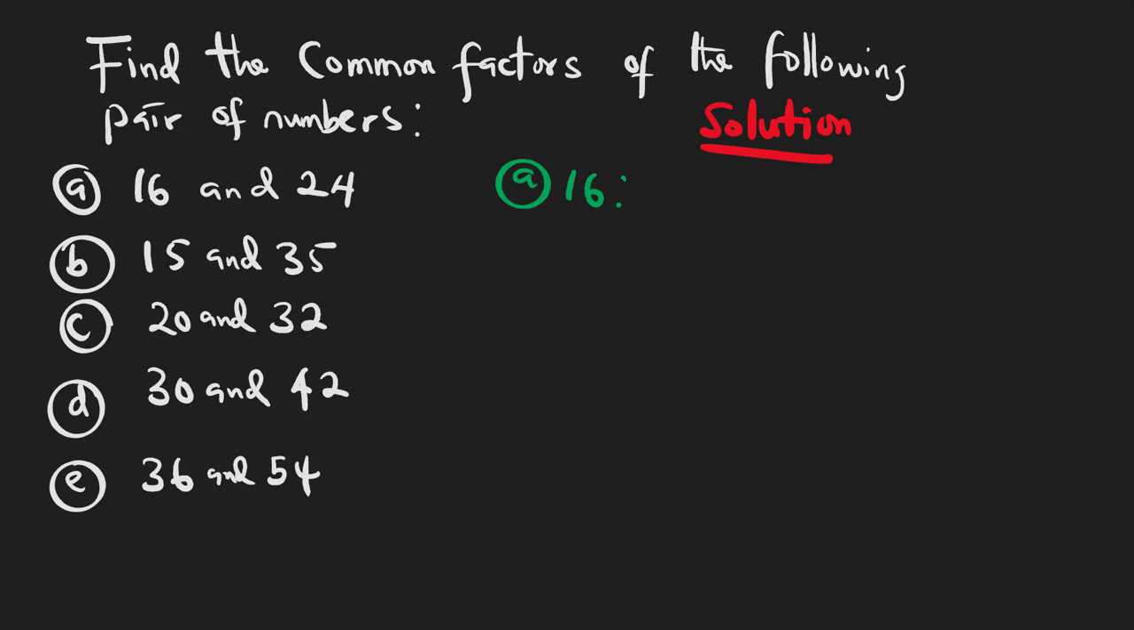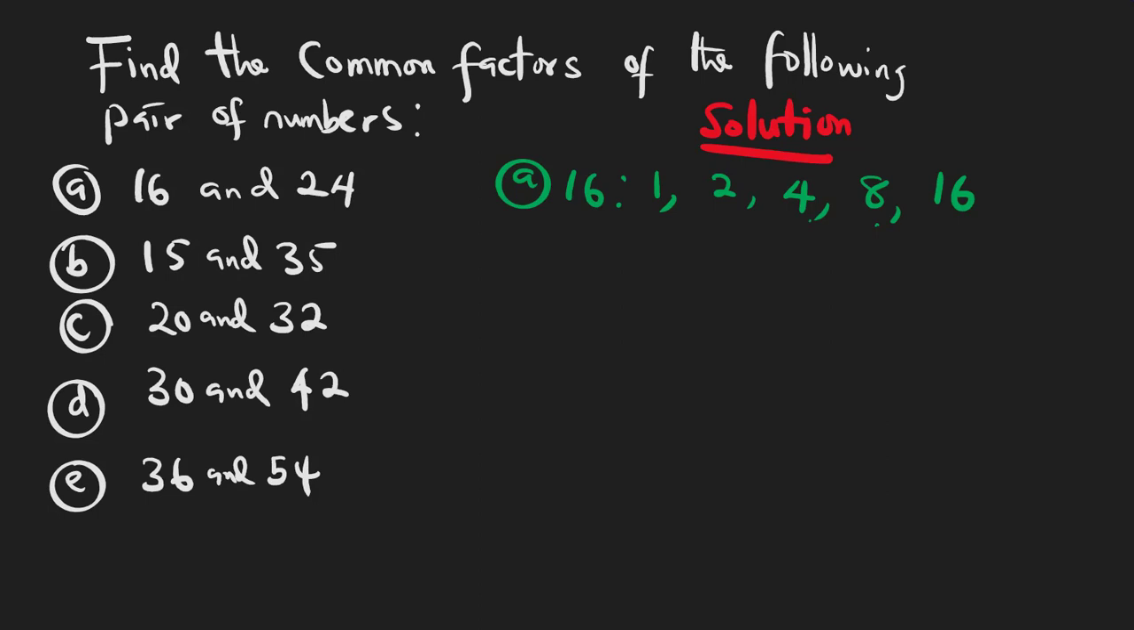So the factors of 16 are, we have 1, right? We have 2, we have 4, we have 8, and we have 16. Why? 16 divided by 1 is 16. 16 divided by 2 is 8. 16 divided by 4 is 4. 16 divided by 8 is 2, and 16 divided by 16 is 1. So these are the factors of 16.